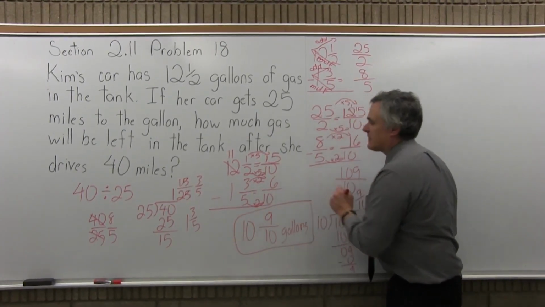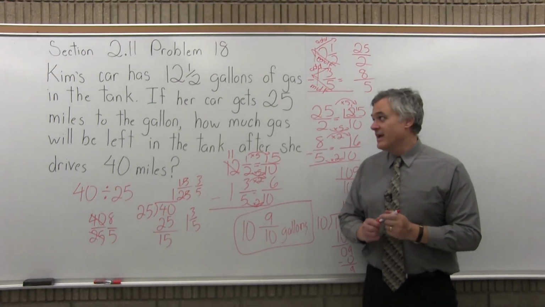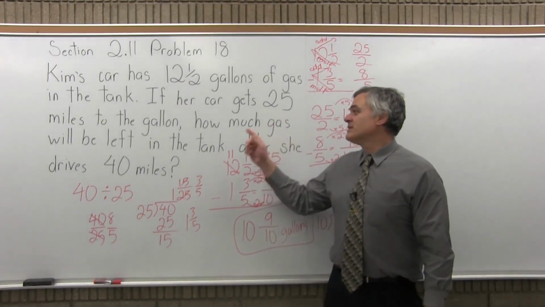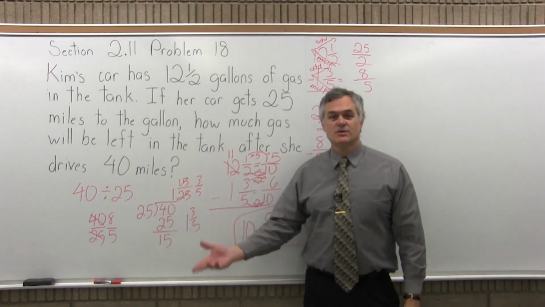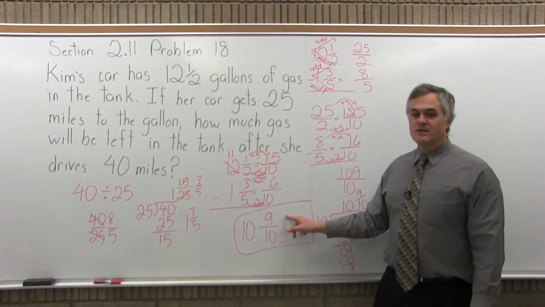Same answer. So with that car that starts with 12.5 gallons of fuel in the tank, at 25 miles to the gallon, it drives for 40 miles. How much fuel is left in the tank? There is 10 and 9/10 gallons of fuel left in the tank of that car.